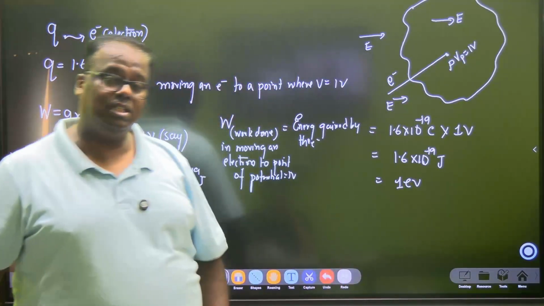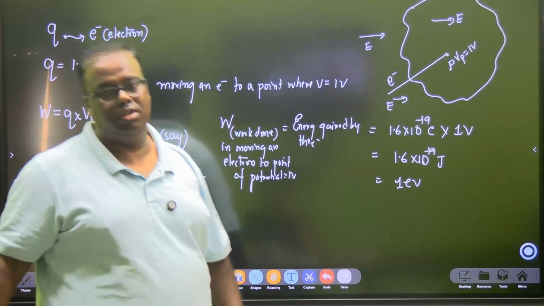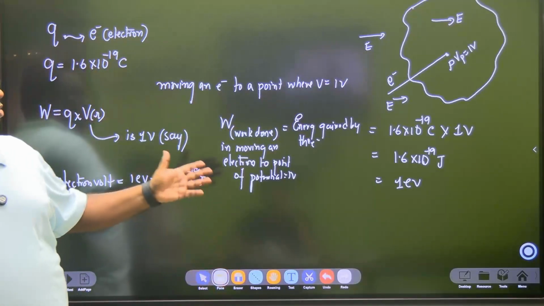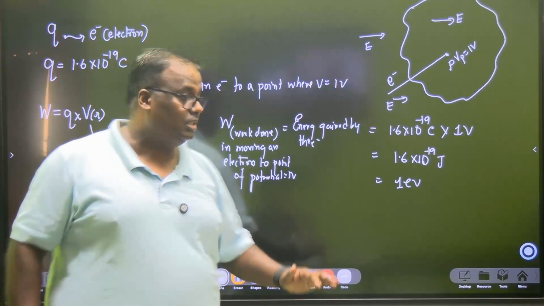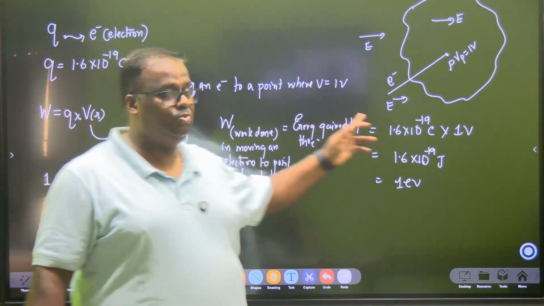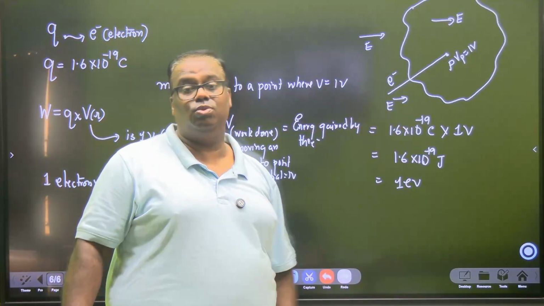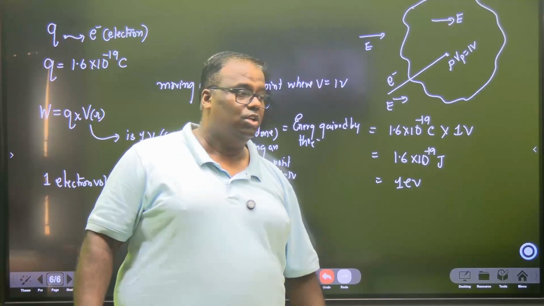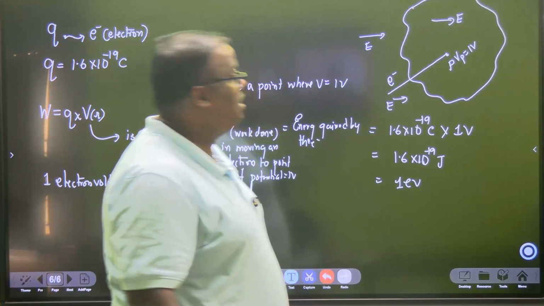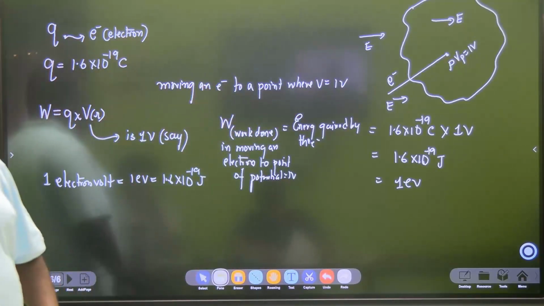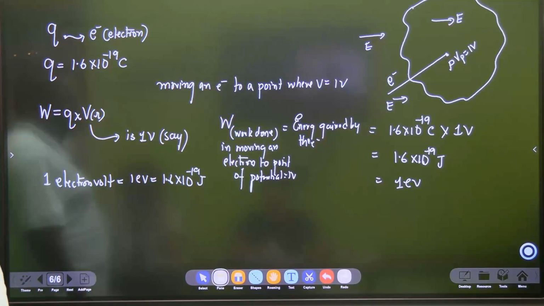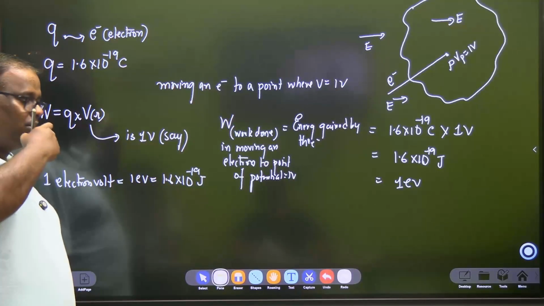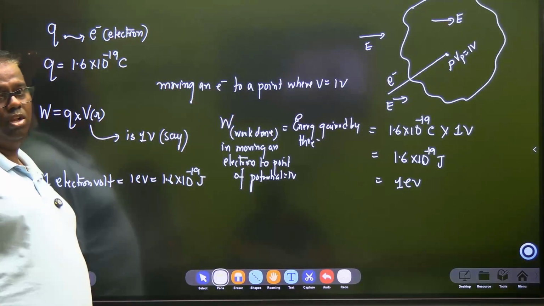What is the voltage at this point? Suppose it is 1 volt. How much is the electron's charge? 1.6 into 10 to the power minus 19. So there is some work done. That work done gets stored as energy with the electron, and this energy is known as 1 electron volt. So 1 electron volt is the energy gained by an electron when it accelerates. Rather than move, we should use the word accelerates in an external electric field, causing a potential of 1 volt.